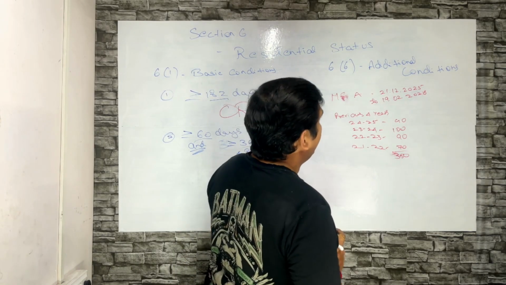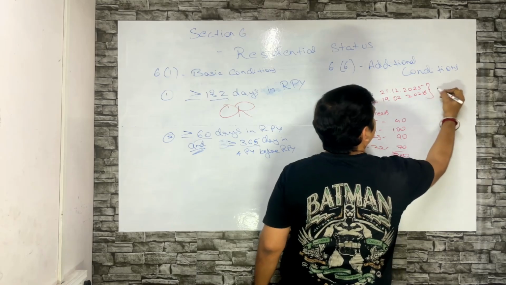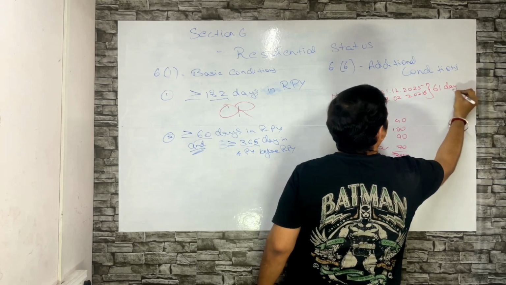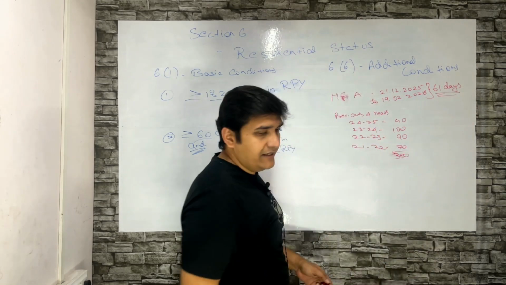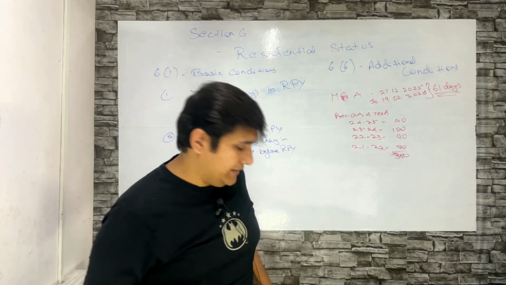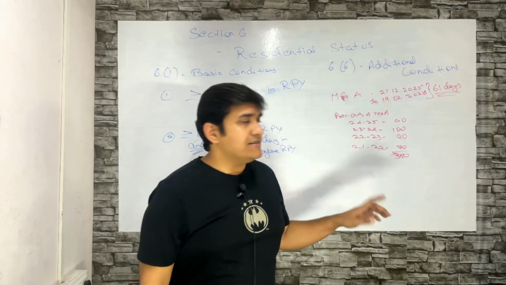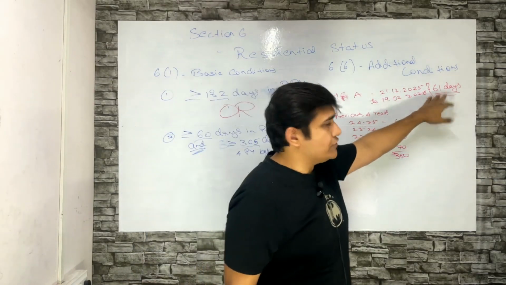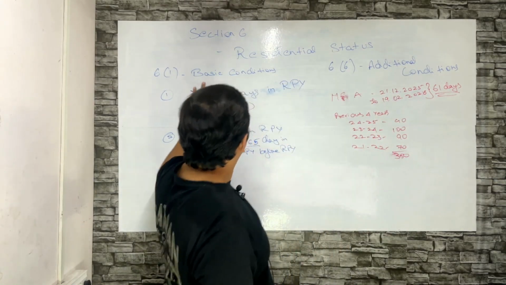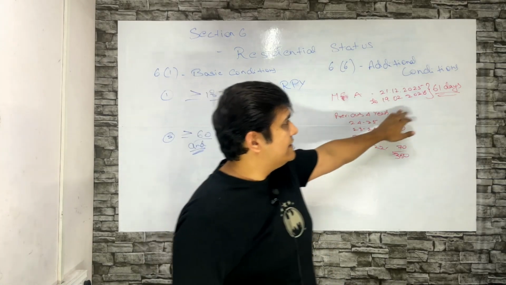Now, in the current year, how much is this? This comes to 61 days, right? So in the current previous year, Mr. A has resided in India for 61 days only. So the first condition, which says 182 days or more, is obviously not satisfied. He stayed for 61 days only.